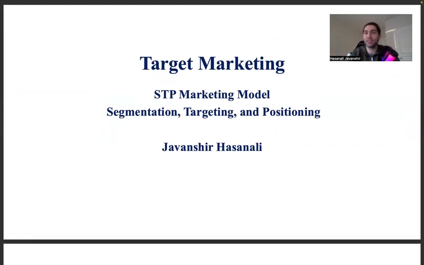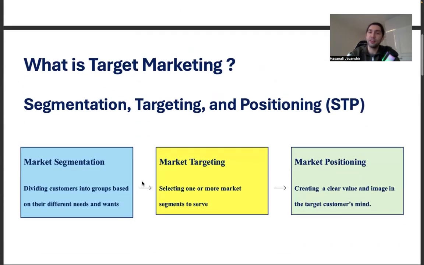Today I'll explain what target marketing is, and we'll also go over the famous STP marketing model, which is basically segmentation, targeting, and positioning. So let's first start with what target marketing is. Target marketing is the process companies use to better understand their customers, identify those customers, choose the right segment to serve, and then position their brand in the customer's mind to attract them. It consists of three stages: segmentation, targeting, and positioning.